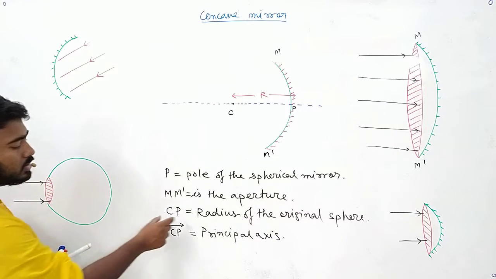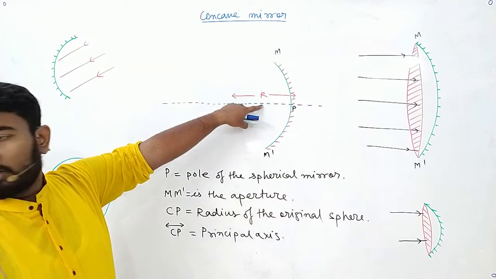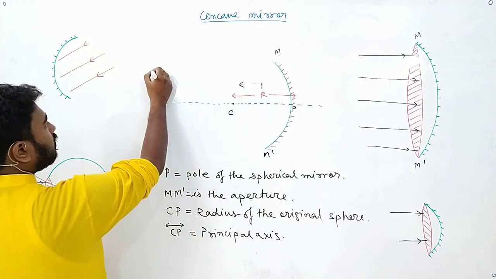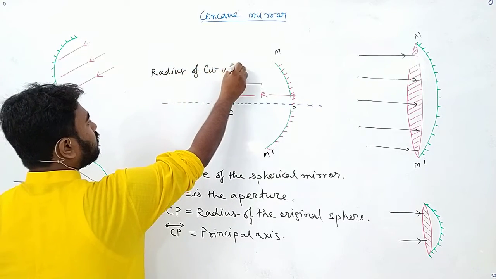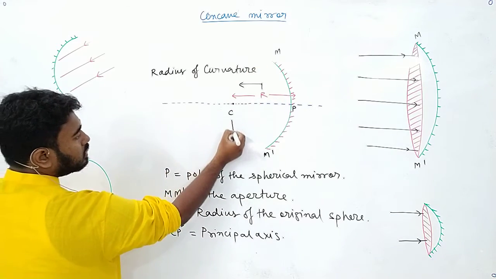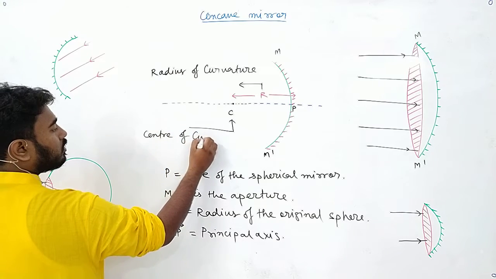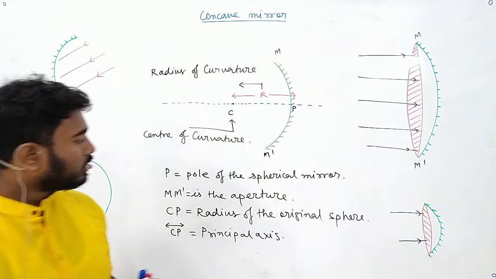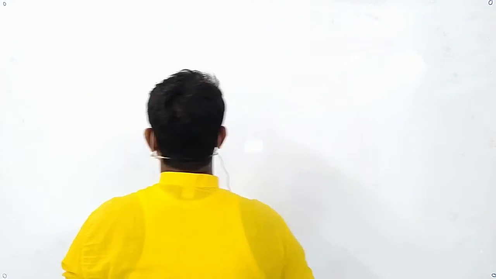Now this CP, which is the radius of the original sphere, is known as the radius of curvature. Let me write it down here, especially that R is known as the radius of curvature. Is that clear? This C is known as the center of curvature. Is the idea clear? The rest of the things we have already written down here. Now all of you copy this one.